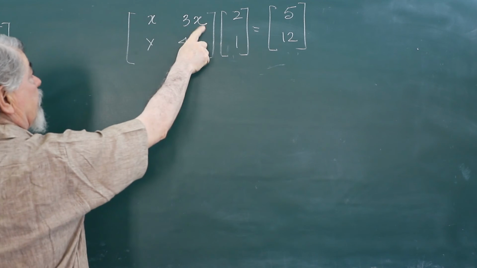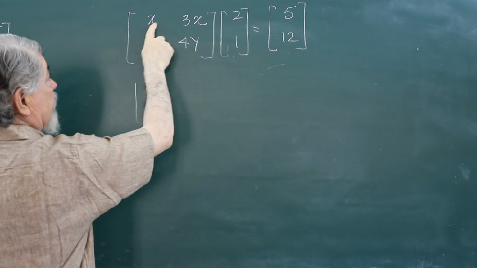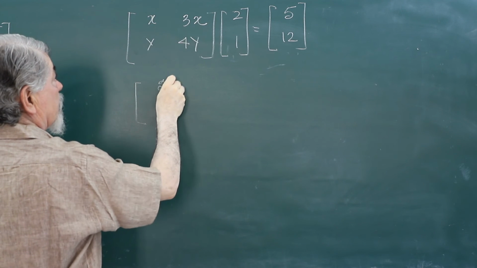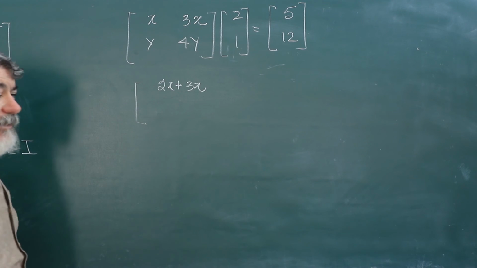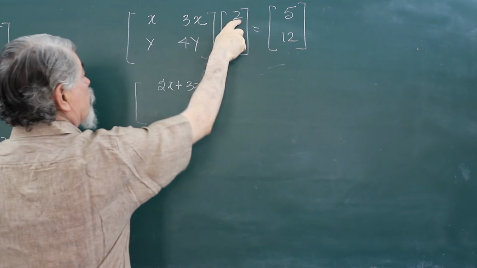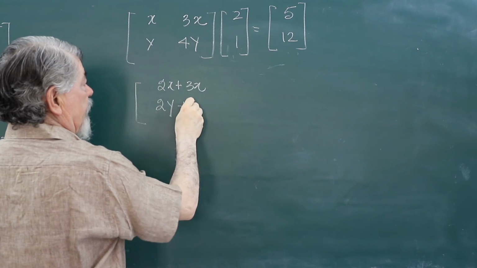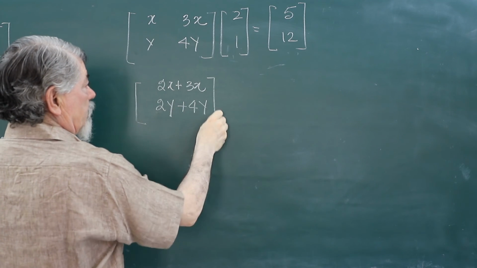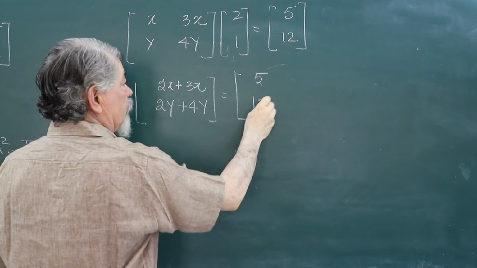If I multiply this matrix with this matrix, I'll get x into 2 is 2x plus 3x into 1 is 3x. Then y into 2 is 2y plus 4y is equal to 5 and 12.